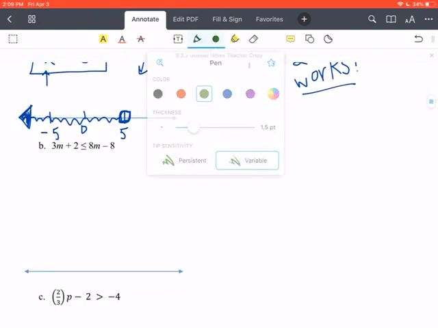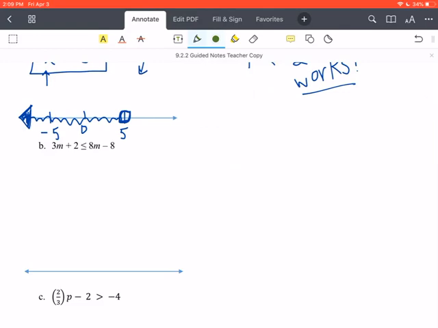I have 3m plus 2 is less than or equal to 8m minus 8. Just like equations, we need to work to get our m's to one side and our units to the other side. I don't like my m's to be negative, so I'm going to subtract 3m from both sides. That is not dividing by a negative, so my inequality symbol will stay the same. So I have 2 is less than or equal to 5m minus 8. Because my m's are on the right-hand side, I'm going to move my units to the other side, so I'm going to add 8.